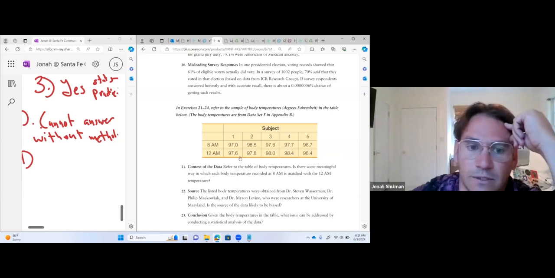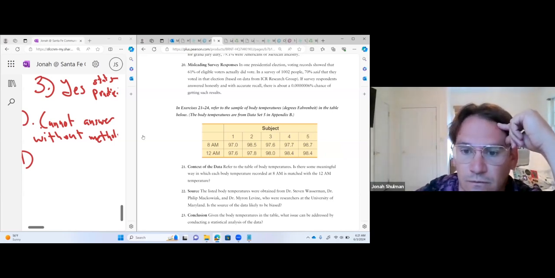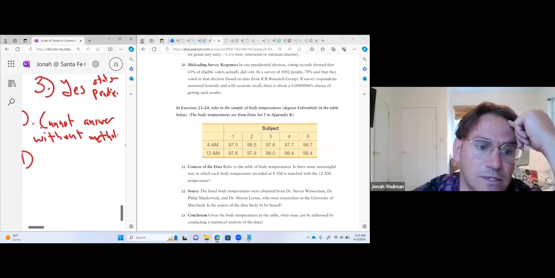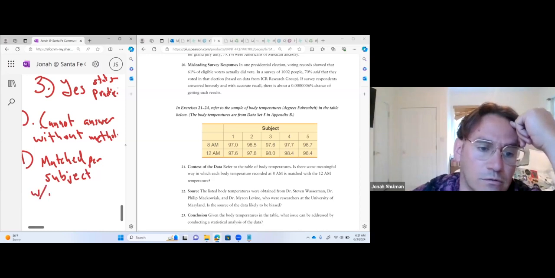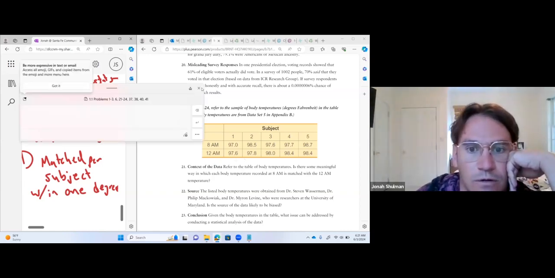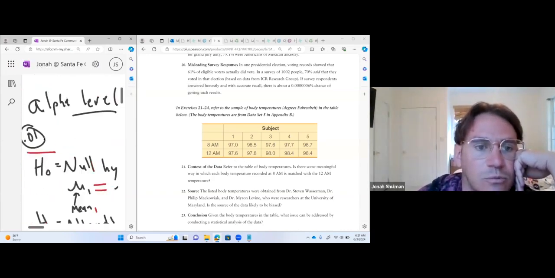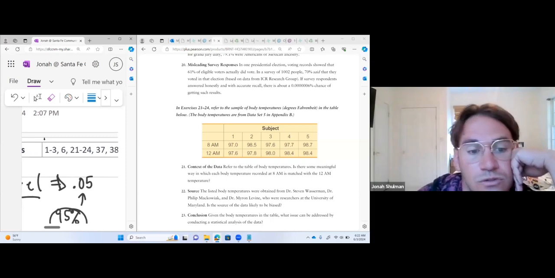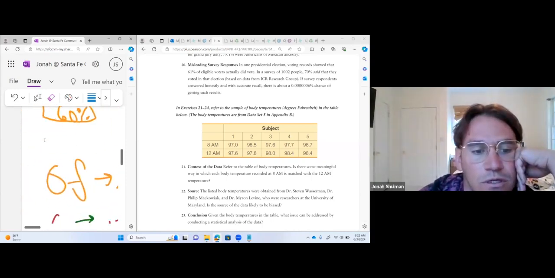Oh, so never mind. This is what they want to know: basically that it's matched with the same subject. These are matched by the same subject, matched per subject. And you can see they're very similar. They're all within 1 degree, which makes sense. It's one human, right? All right, what other questions do we got? I'll do maybe a couple more. 22, 23, and 24.